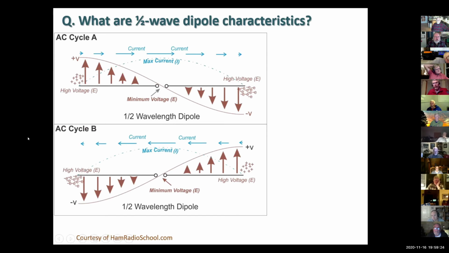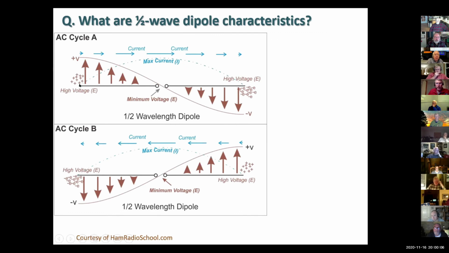Now you can use your imagination, because we don't have this animated or we don't have video. You can imagine this thing flopping back and forth between cycle A and cycle B. But the key takeaway is, notice that the voltage maximums are always at the ends of the dipole. That's where the voltage is big. Then as you go towards the center, the voltage goes through zero, gets very small, and then the polarity changes, but the voltage is large at the other end. And I've also got the current dashed in here.